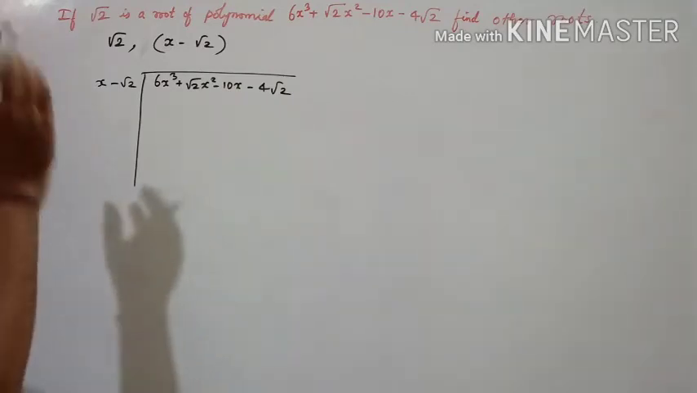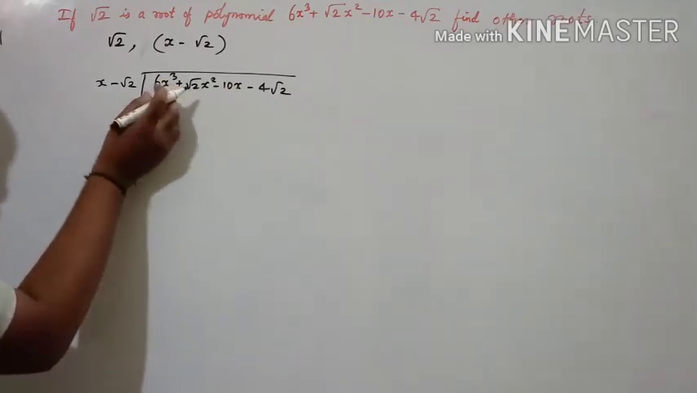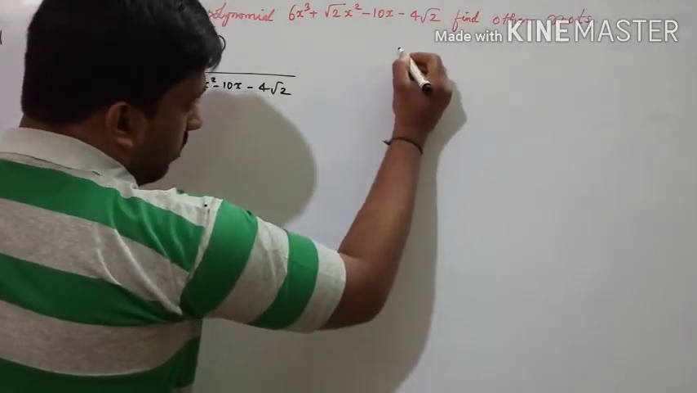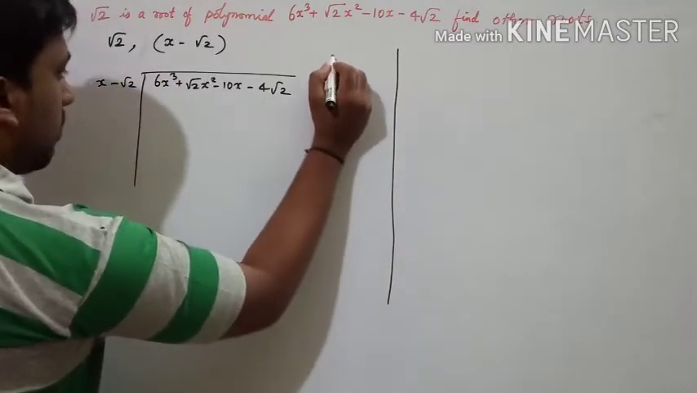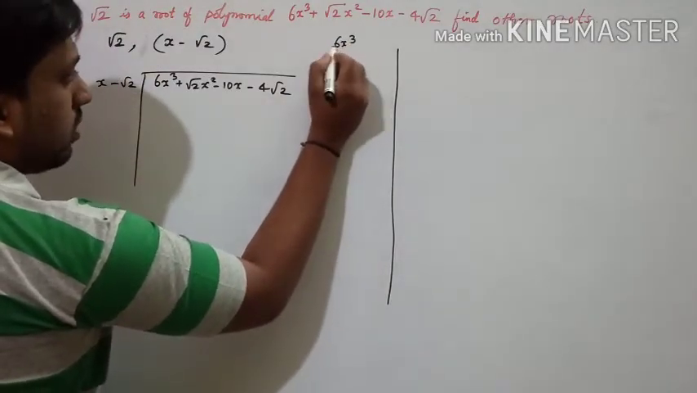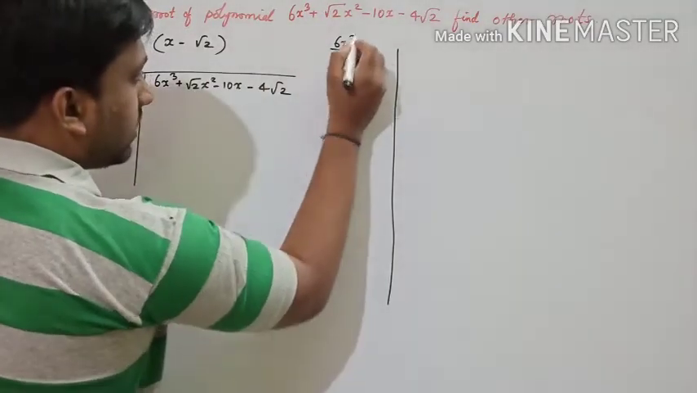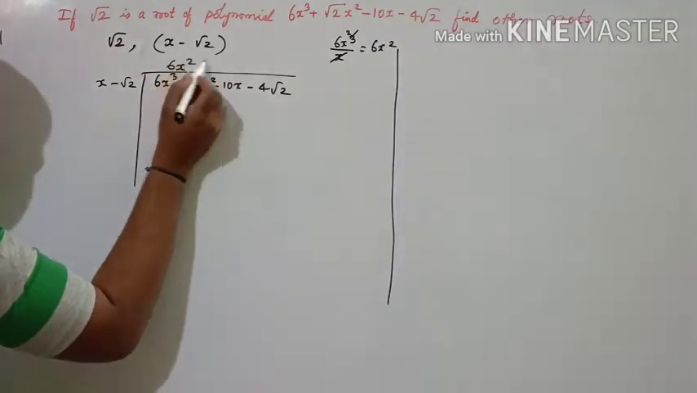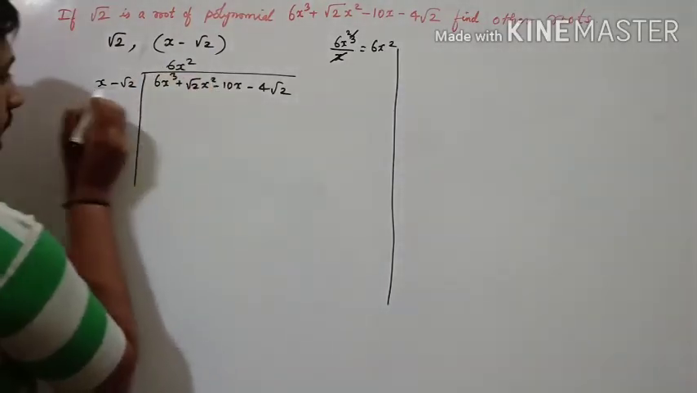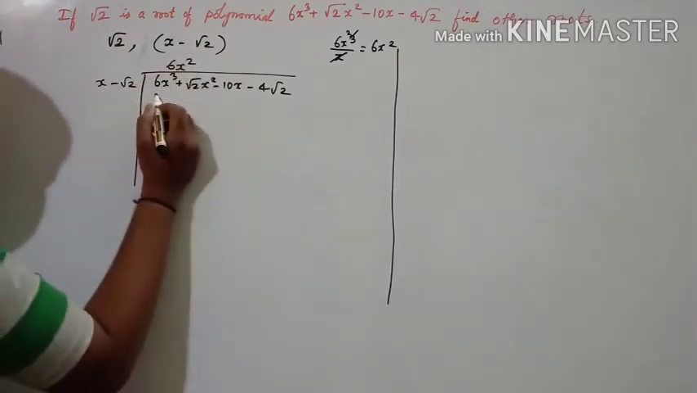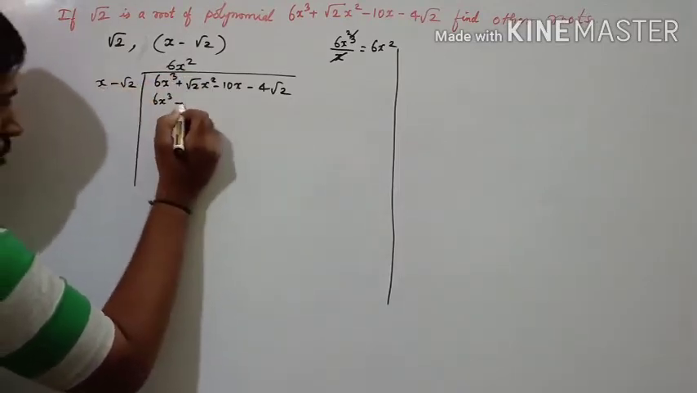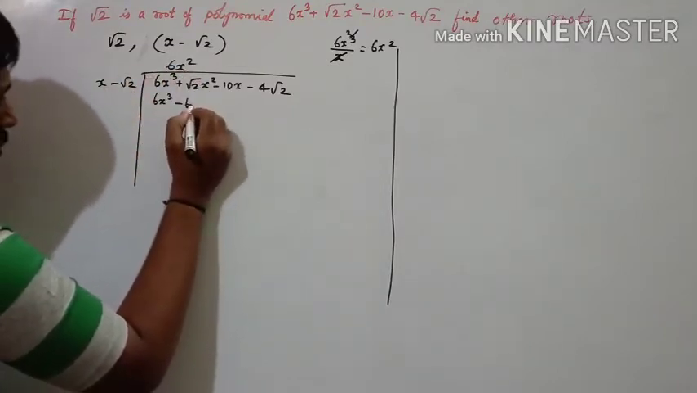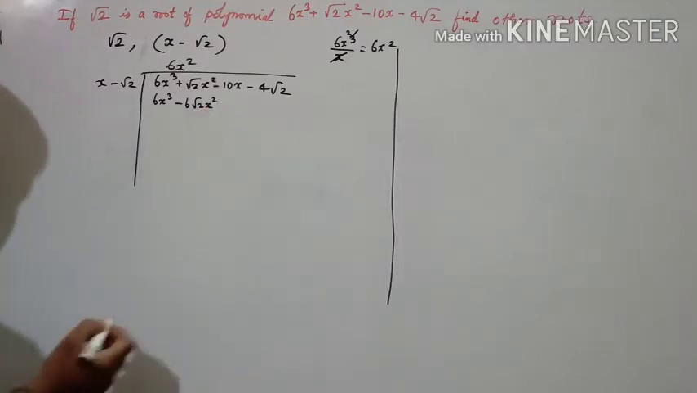Now similarly, the same method I am doing. I take the first term of the dividend and divide by the first term of the divisor. So first term 6x cube divided by the first term x. So x cancels, I will be getting 6x square. This one I will be writing in the place of the quotient. Now again I multiply 6x square by x is 6x cube, plus into minus is minus. Then 6x square into root 2 is 6 root 2 x square. Let us have it like this.